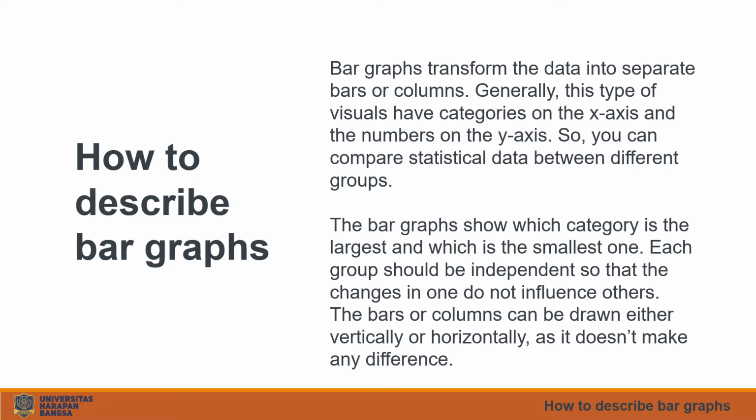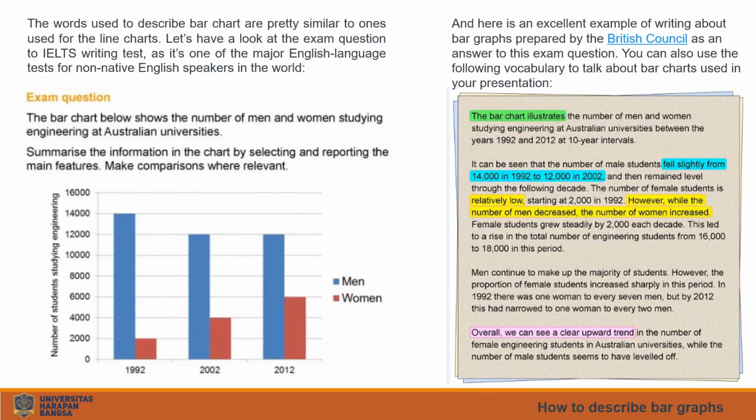The bar graph shows which category is the largest and which is the smallest one. Each group should be independent so that the changes in one do not influence others. The bars or columns can be drawn either vertically or horizontally, as it doesn't make any difference. The words used to describe bar charts are pretty similar to the ones used for line charts.